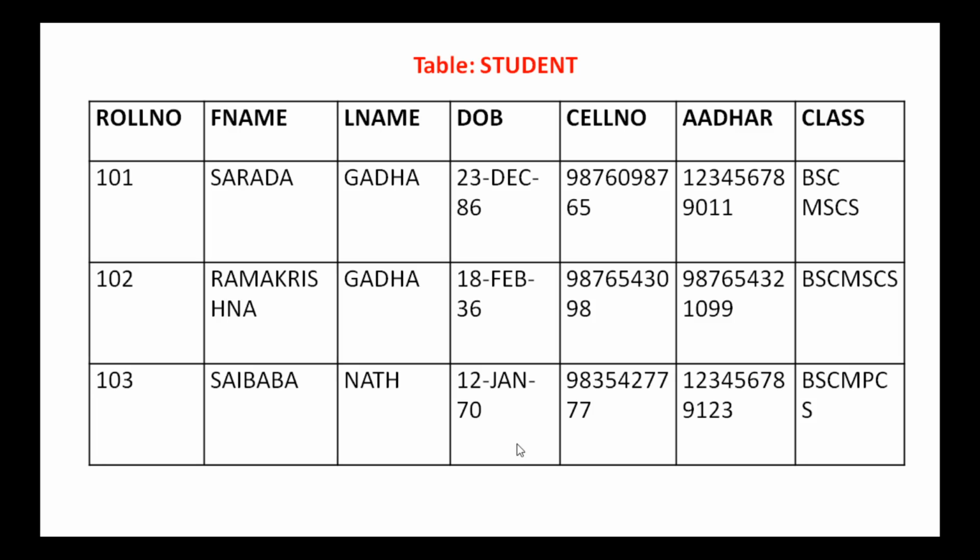See this student table. What does it contain? The roll number, first name, last name, DOB, cell number, Aadhaar, class. These are the attributes in this student table. This student table contains how many records? 3 records, 3 entity occurrences.